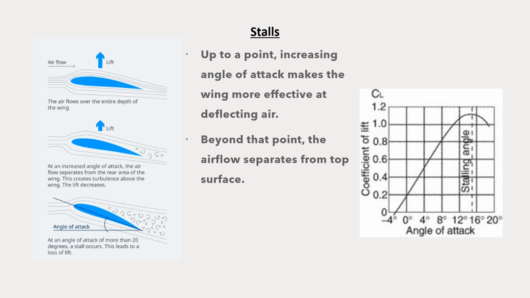The air sticks to the top surface of the wing nicely when we're in this area of operation. When we try to make the wing deflect too much air, it can't make as sharp of a turn as it would need to. It separates from the top surface and starts spinning around in a bunch of little teeny vortices here. The whole mechanism of producing lift falls apart, and the lift drops off pretty rapidly as you increase the angle of attack past that.